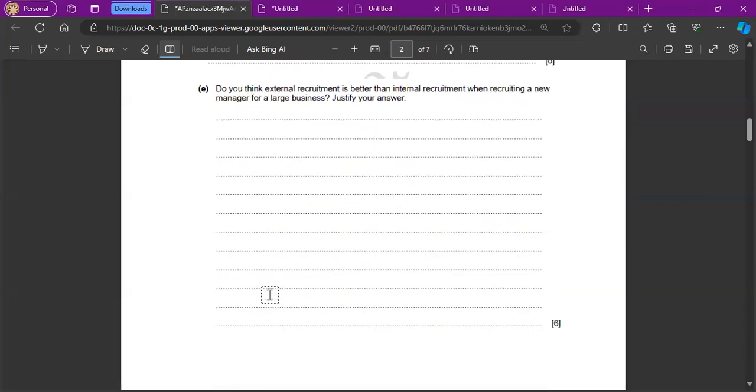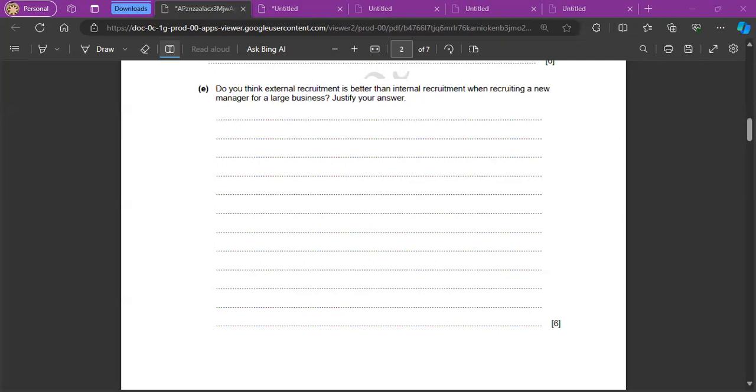Do you think external recruitment is better than internal recruitment when recruiting a new manager for a large business? So when we think about external and internal, external is obviously recruiting someone outside of the business, while internal is inside the business. One of the main advantages of external recruitment is that they'll have new ideas and experiences, and this could be really good for the business, especially if it's not as creative or innovative. So this could help increase the efficiency of the business. And also, since there's a wider pool of candidates from outside the business, it improves the chances of finding the most appropriate candidate for the position.